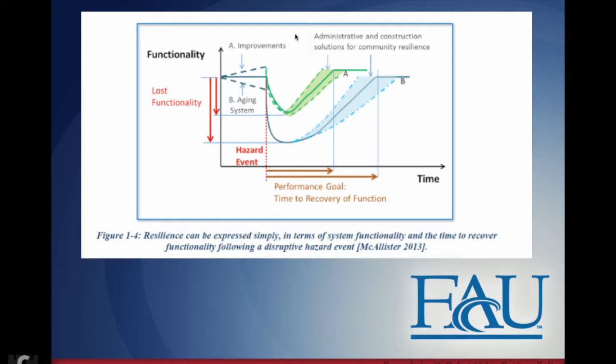Now, after a disaster strikes, you can see that you could recover quicker, and that is based on administrative and construction solutions for community resilience. Or you can make decisions that make you recover slower. You could see both of those options here. This one recovers much quicker as opposed to this scenario, which recovers much slower. That difference could be a year or longer.